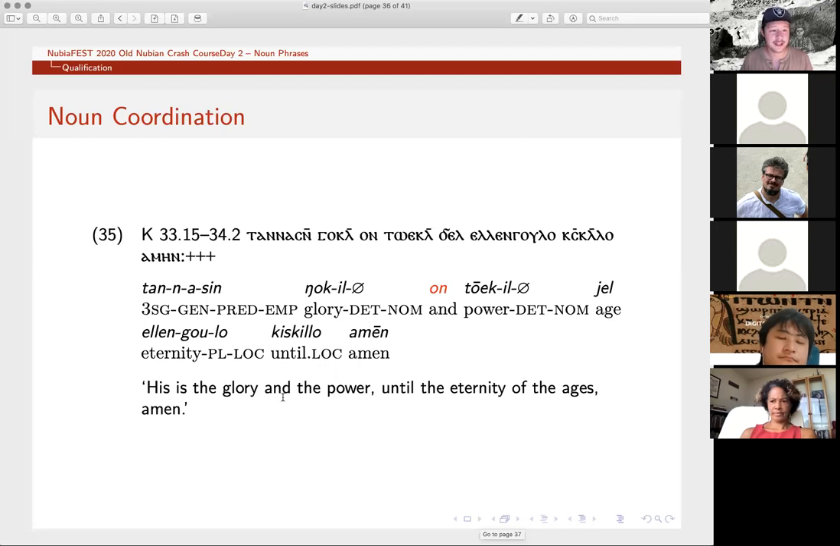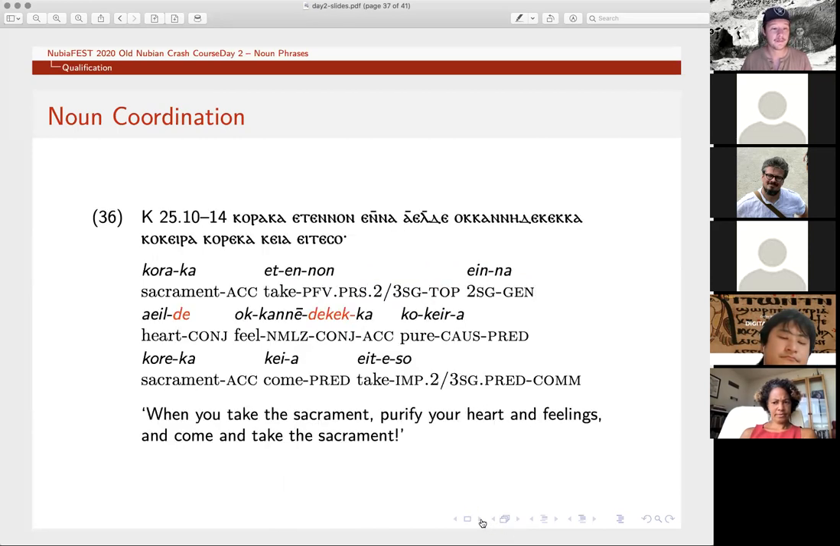Let's see what we have here. I think I have two examples of this. "His is the glory and the power, the glory and the power here." So we see here the usage of the conjunction on. And we see here an example where they use the suffixes. "So when you take the sacrament, purify your heart and feelings." So your heart and feelings here, we have heart with the conjunction and feelings with the conjunction.